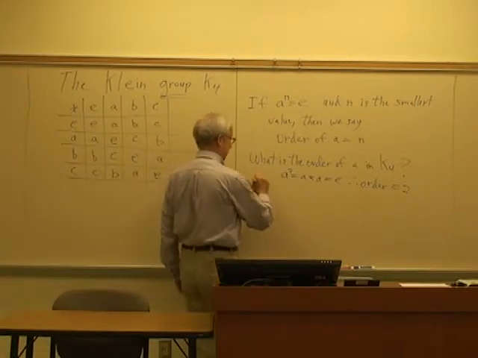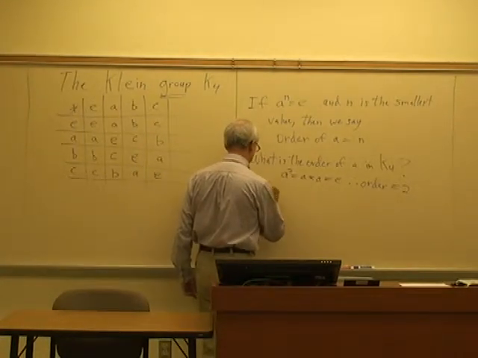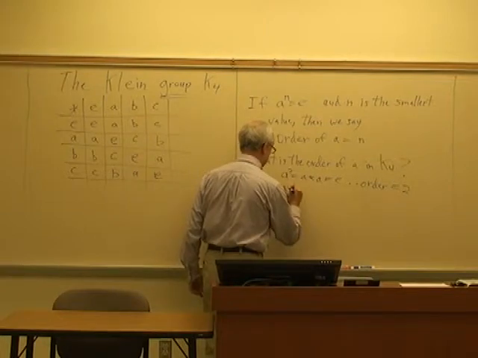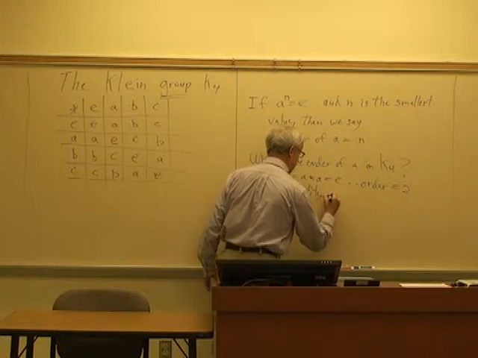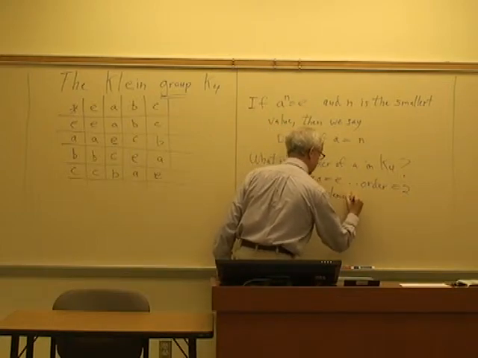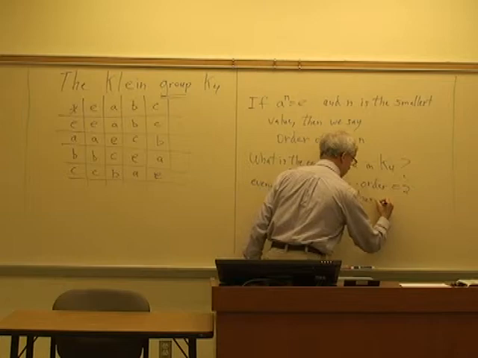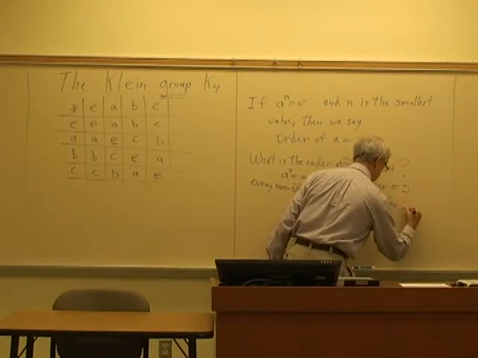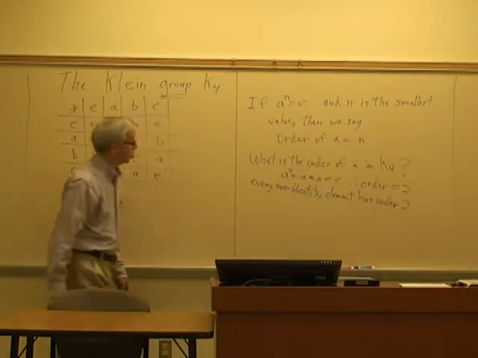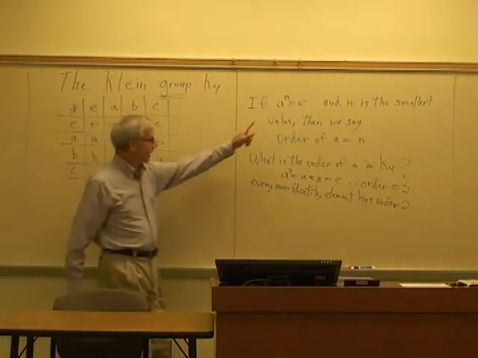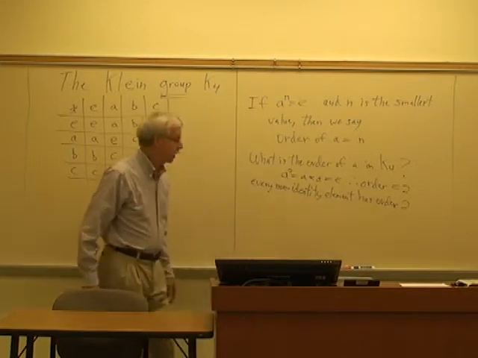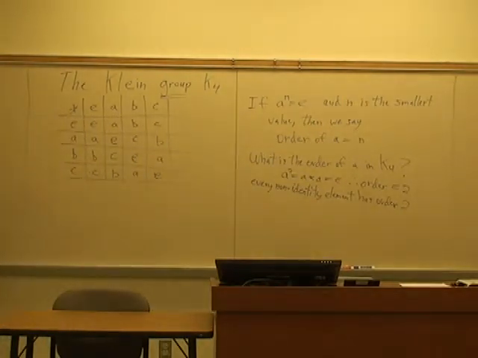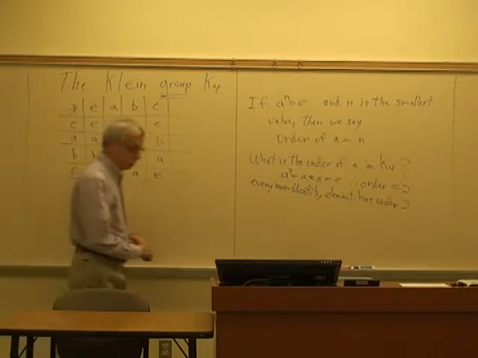Every non-identity element has order 2, right? The identity is always of order 1, because e to the 1 is e, since the identity is the identity. All the other elements here are of order 2. And order will become an important consideration as we move forward with other groups.